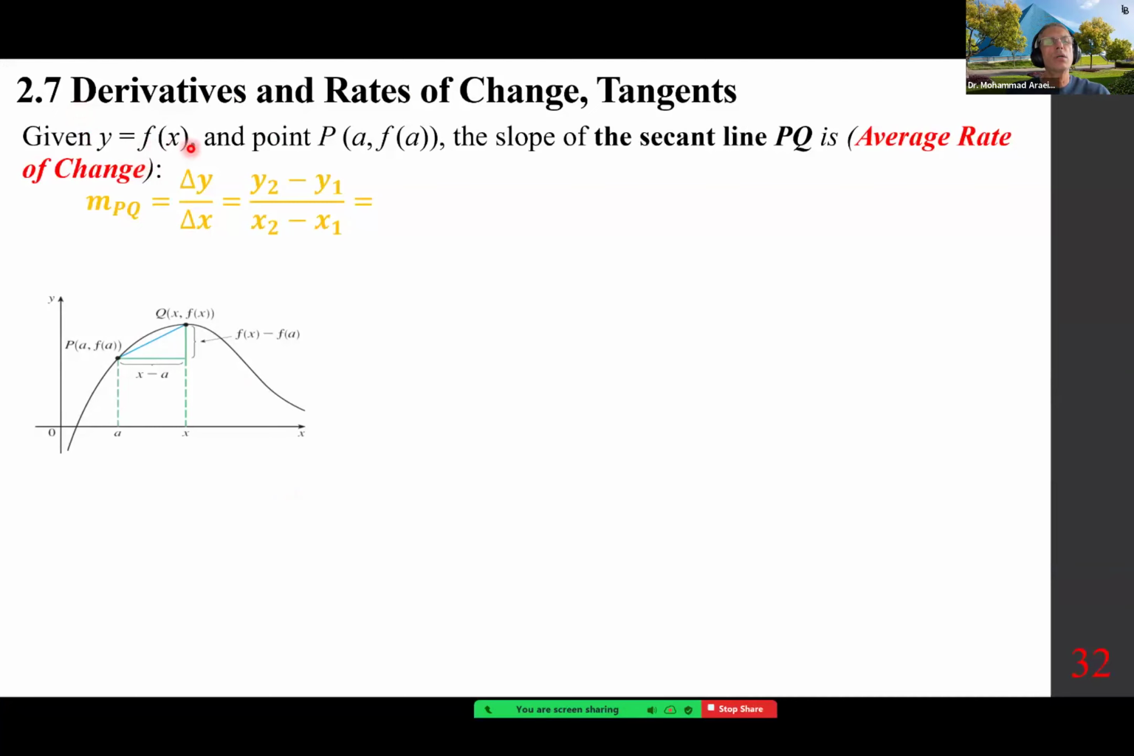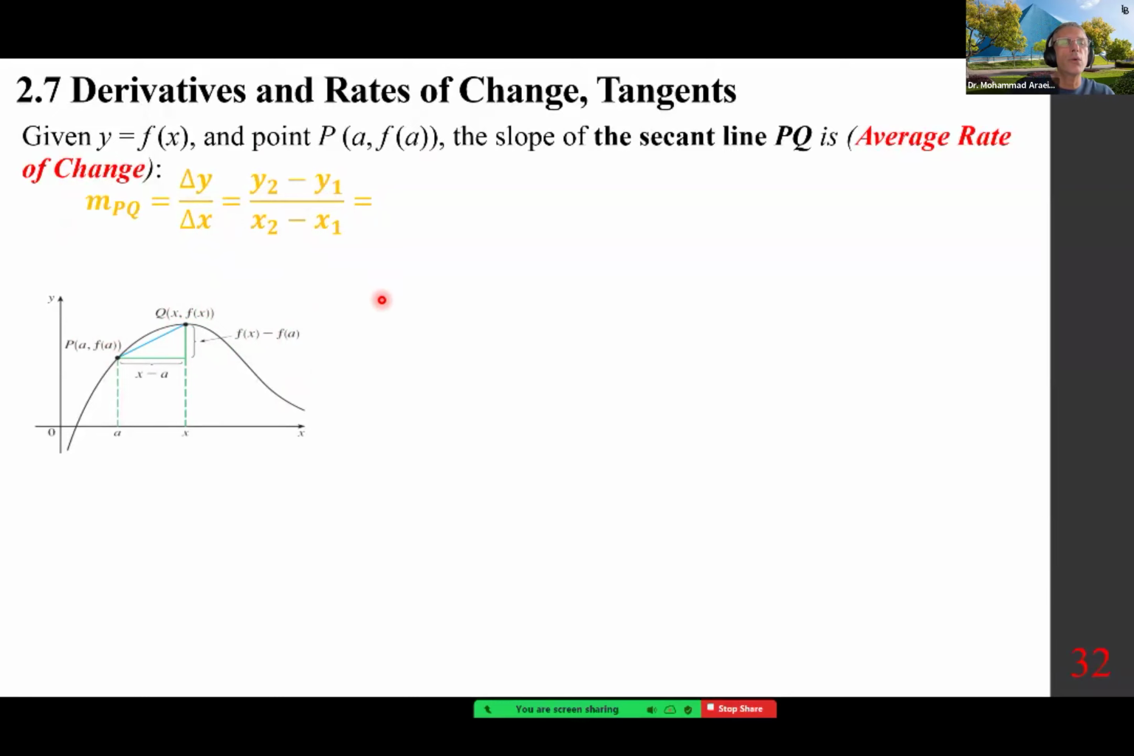Given the function y equals f of x and a point with coordinates a and f of a, the slope of a secant line PQ is the average rate of change. Everybody remembers when 2 points are given, how we find the slope? The slope is rise over run, delta y over delta x, or y sub 2 minus y sub 1 over x sub 2 minus x sub 1. So you have 2 points. You calculate this.